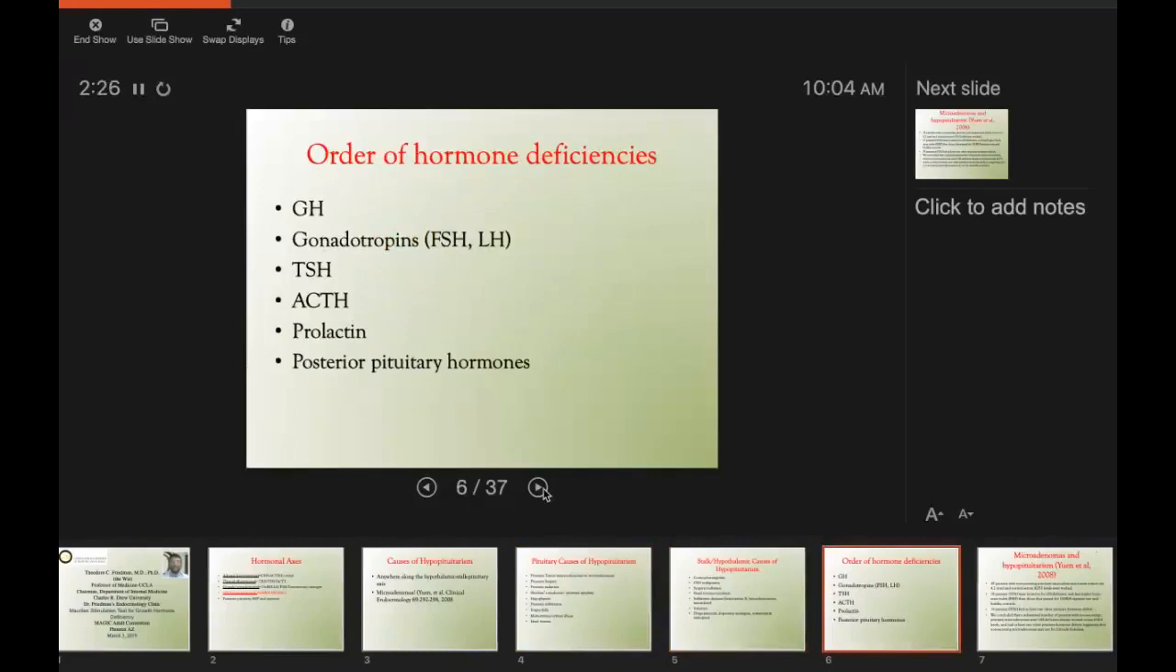The order of the hormone deficiency: growth hormone is the first hormone affected. Gonadotropins are next, then TSH, ACTH, prolactin, and the posterior pituitary. So if somebody has a pituitary problem, you've got to look out for growth hormone deficiency.